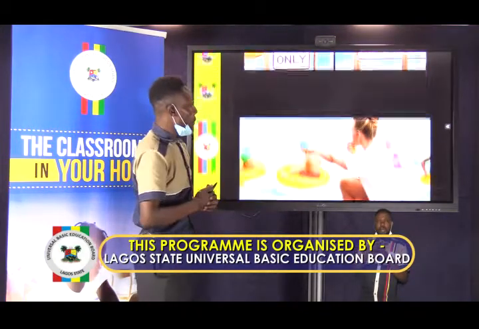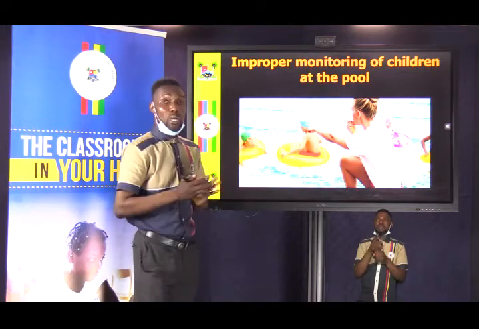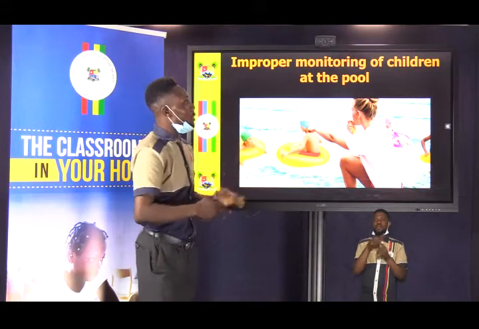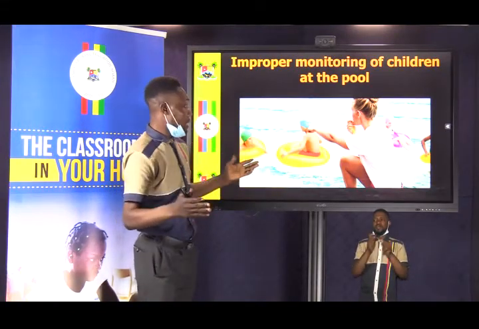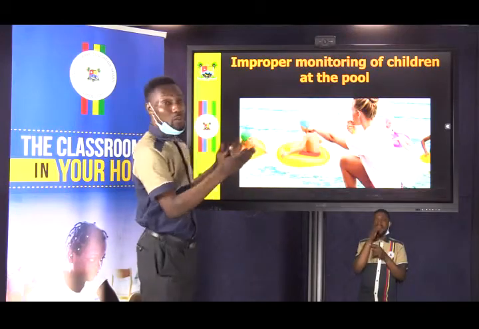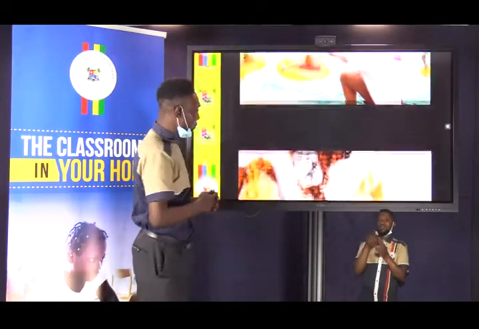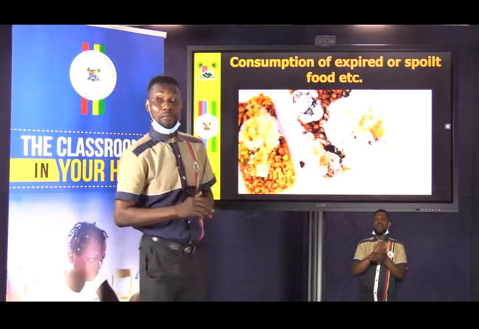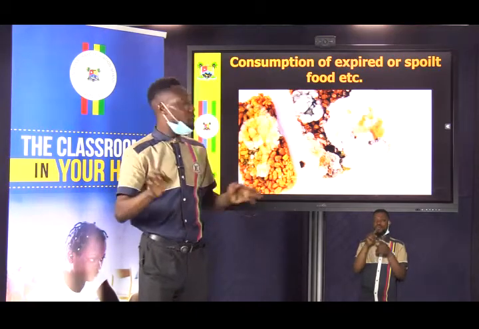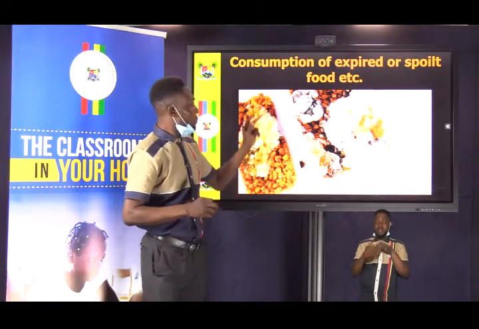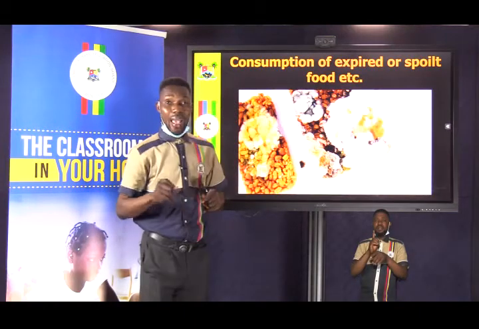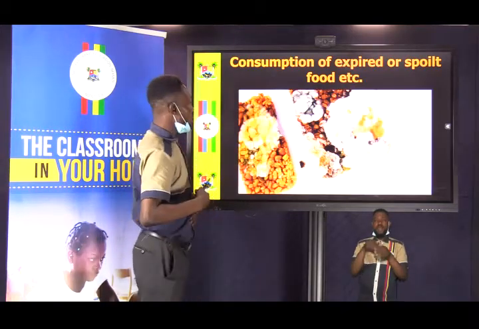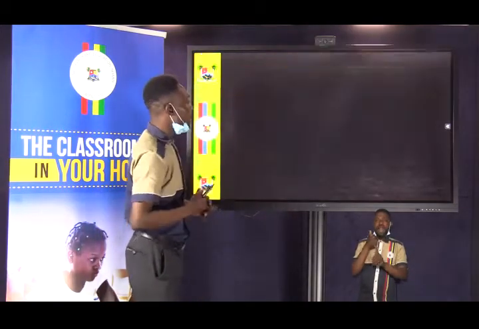So that's another one. Improper monitoring of children at the pool. This one goes to the adults too. When you are not monitoring the children at the pool, it could cause accident, because you are there to monitor them and you are doing another thing, accident could occur. And the consumption of expired or spoiled food. That's why it's advisable for you to look at the expiry date of any food you want to eat, so that you won't consume expired or spoiled food. It could cause damage to our body.